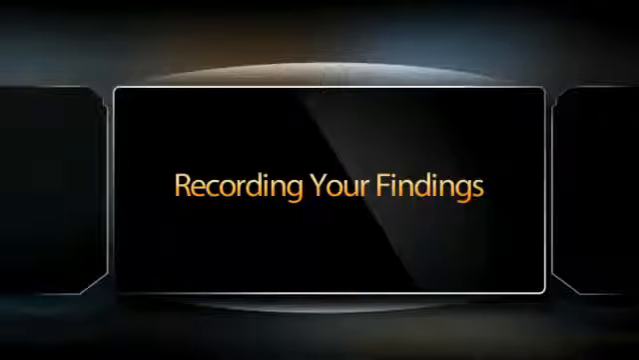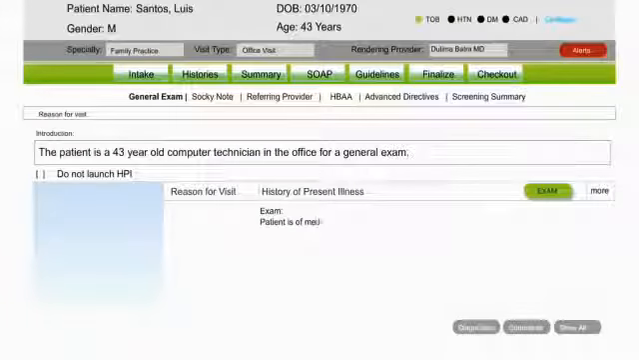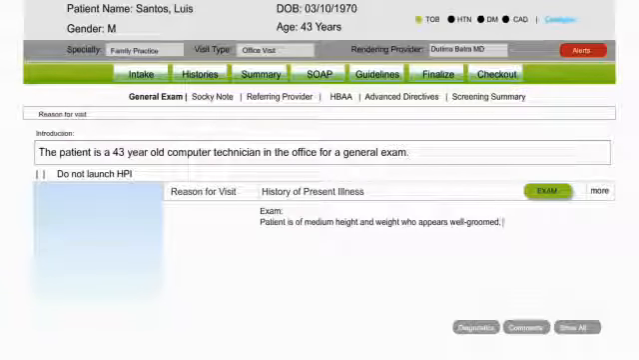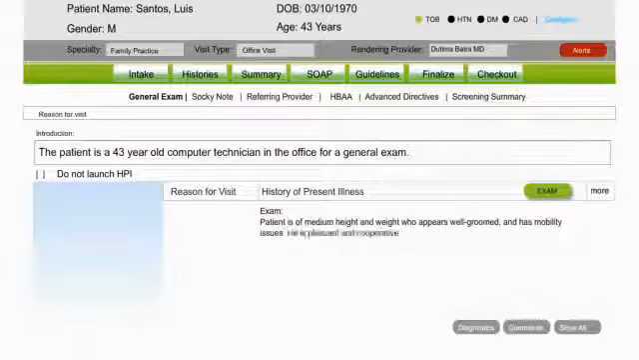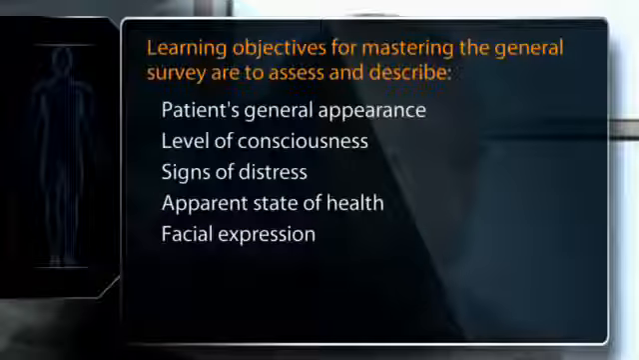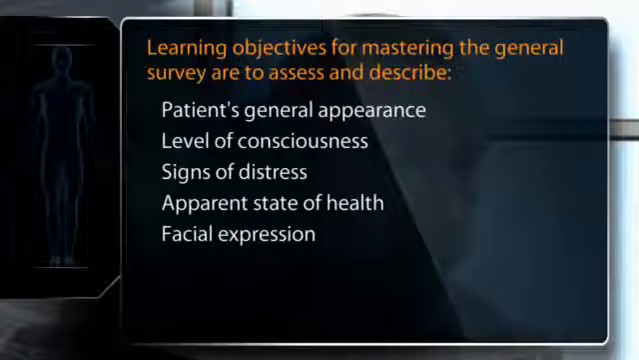Remember that a clear, well-organized clinical record employing language that is neutral, professional, and succinct is one of the most important adjuncts to patient care. Patient is of medium height and weight who appears well-groomed and has mobility issues. He is pleasant and cooperative during the examination. Weight is 220 pounds. After practice and further review of this video, make sure you have mastered the important learning objectives for the general survey of your patient.